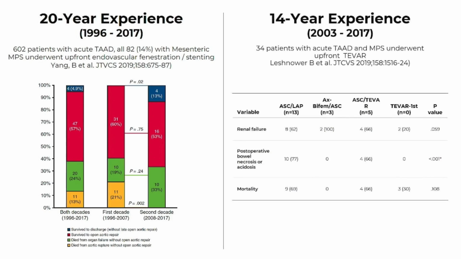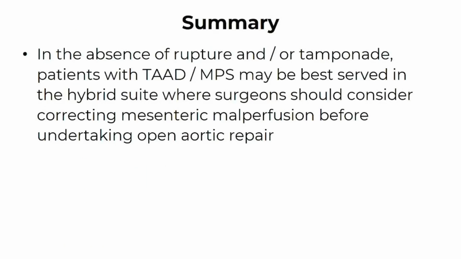And that is the updated experience also from the Emory group. So again, next slide, my nurse is telling me I gotta wrap up. And then the summary, essentially in the absence of rupture or tamponade, those patients should go to the hybrid suite and get a stent repair, correcting the mesenteric perfusion prior to the repair. Next.